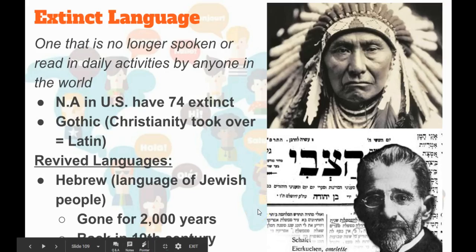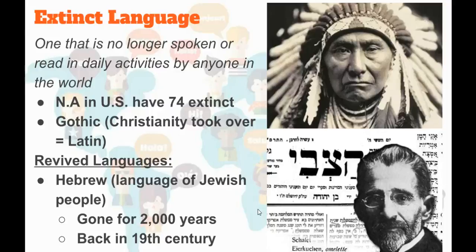Now, moving on to extinct languages. Keep in mind, extinct languages are no longer spoken by anybody as a first language. You might still know the language, and we might know the language, but extinct means there are no native speakers. A couple of good examples of this are in North America, where a lot of Native American languages have gone extinct over the years, and then Gothic. Gothic went away with the Roman Empire, when Christianity took over. They spread Latin throughout that area. Gothic is one of those languages that died when the Roman Empire expanded.